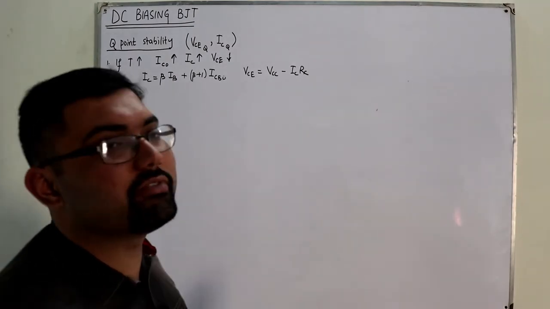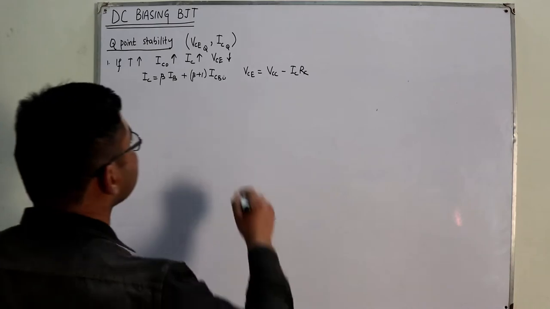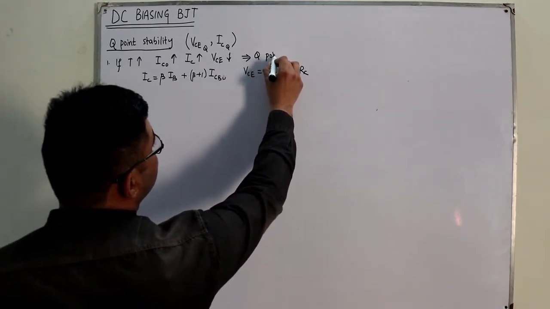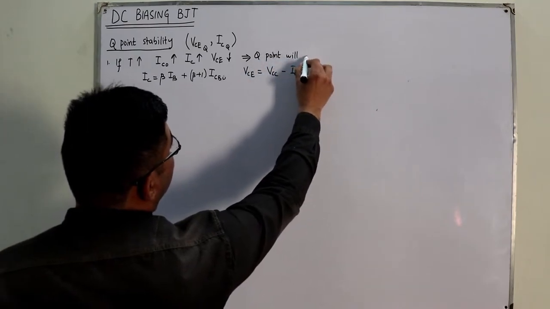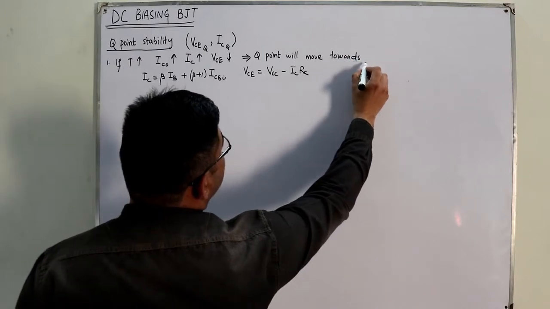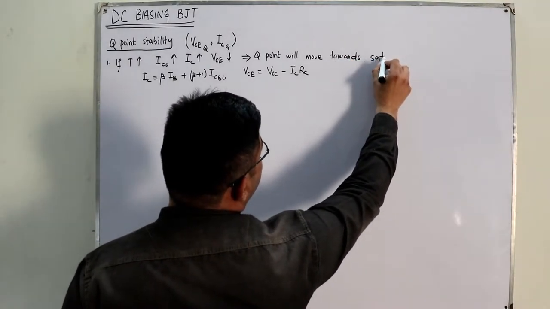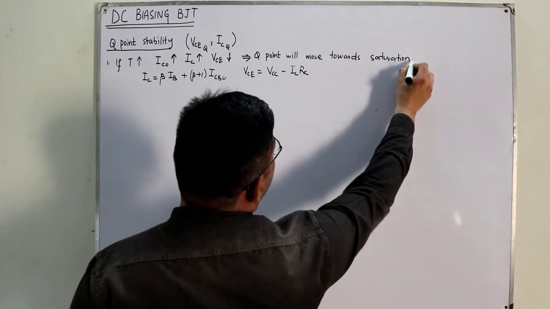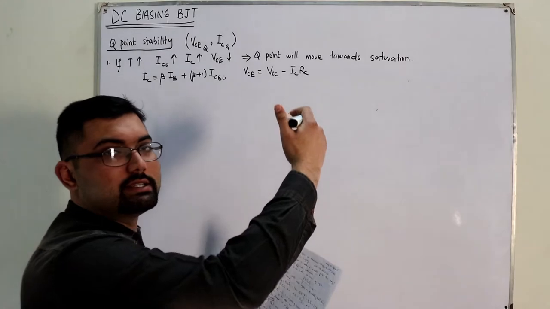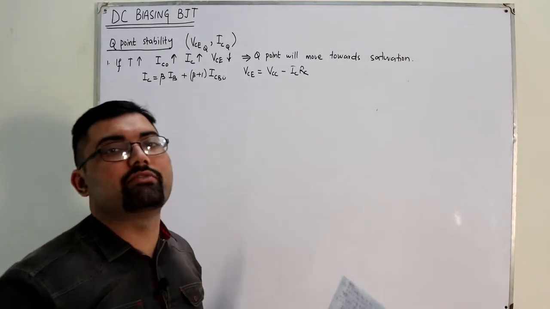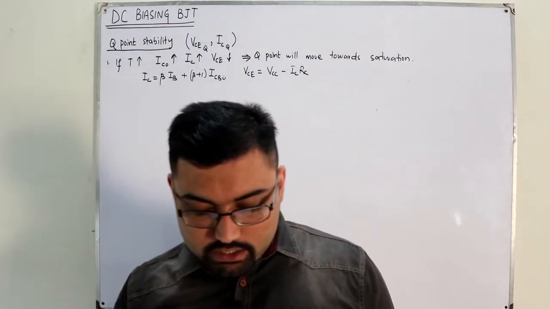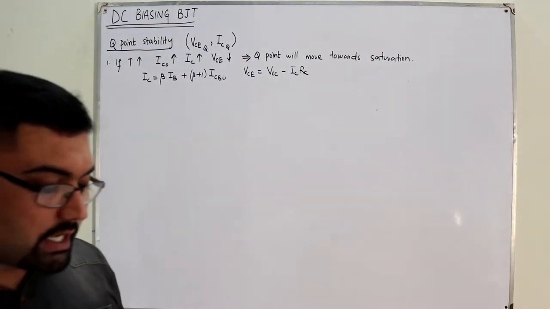I have already drawn the figure in the previous video. This implies that the Q point will move towards saturation. And of course you can expect it. Voltage is reducing, the current is increasing, the Q point is coming to the left. To the left is what? It's the saturation region. So the Q point is moving towards the saturation region.